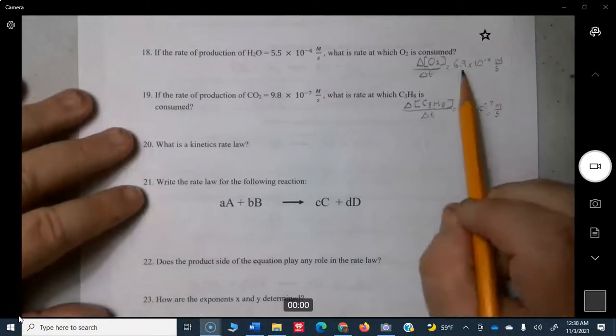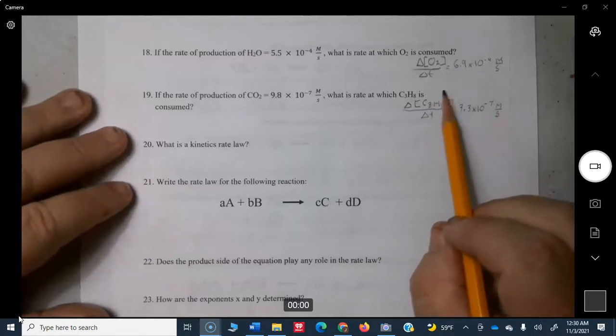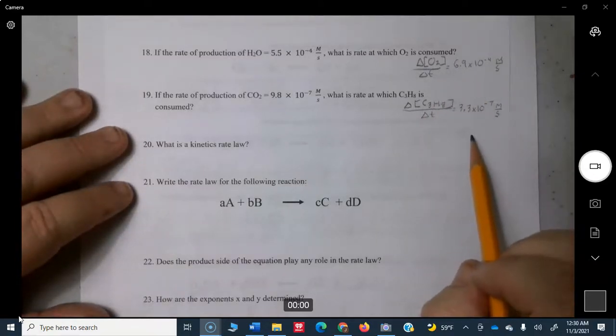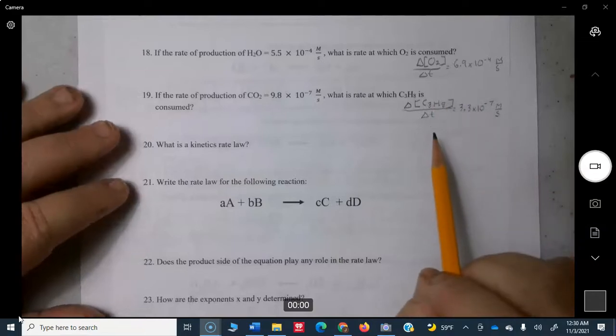Okay, and there's the answers to 18 and 19. I'll let you work those out, but there's the answers that you should arrive at. If you think I'm wrong, let me know.